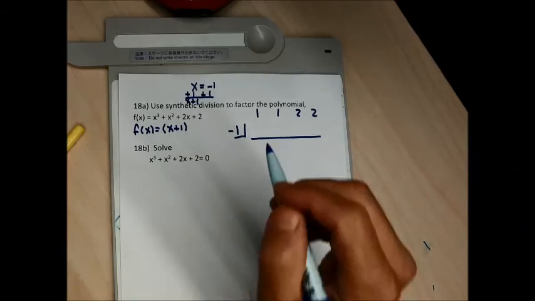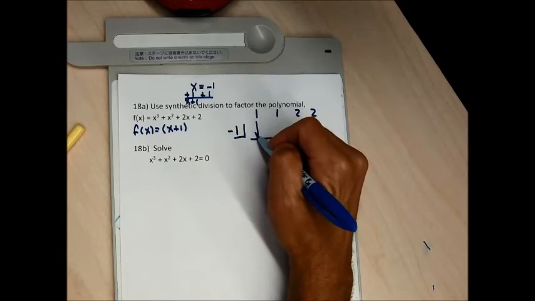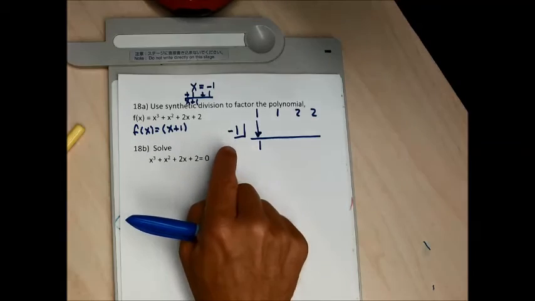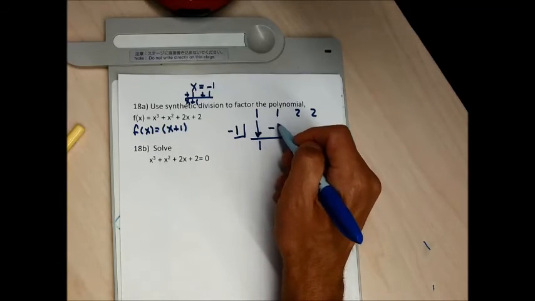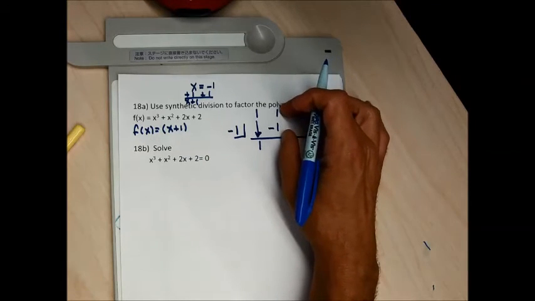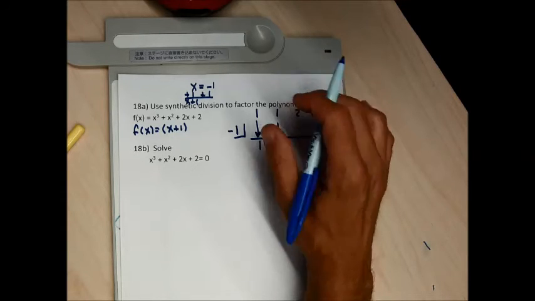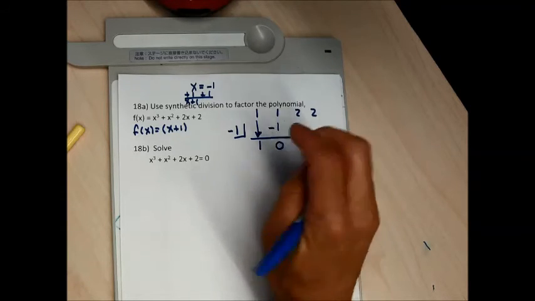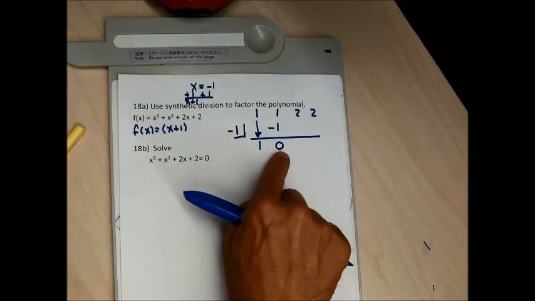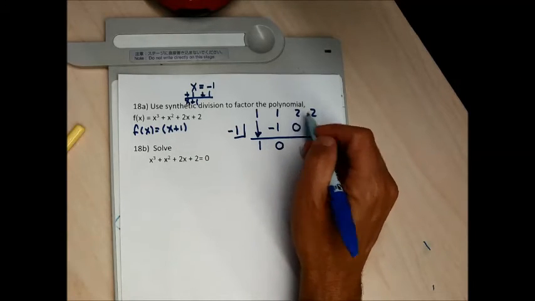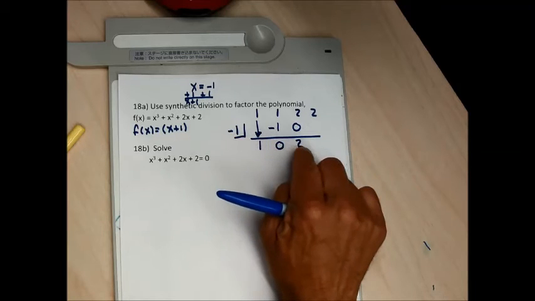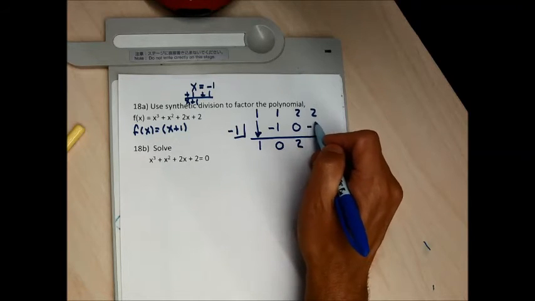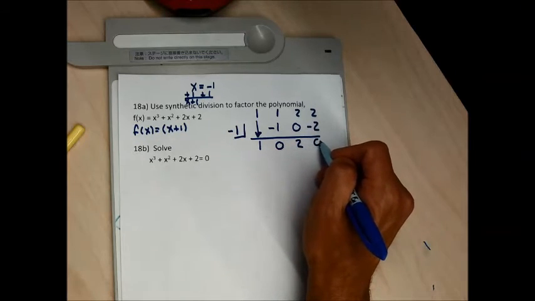To do synthetic division, first we bring the number down, and then we multiply and add. -1 times 1 is -1. I would add these, but they have opposite signs, so I subtract them. 1 plus -1 is 0. Then -1 times 0 is 0. 2 plus 0 is 2. -1 times 2 is -2. 2 plus -2 is 0.